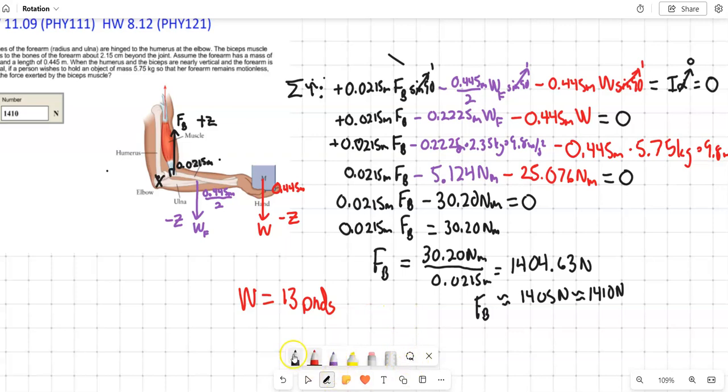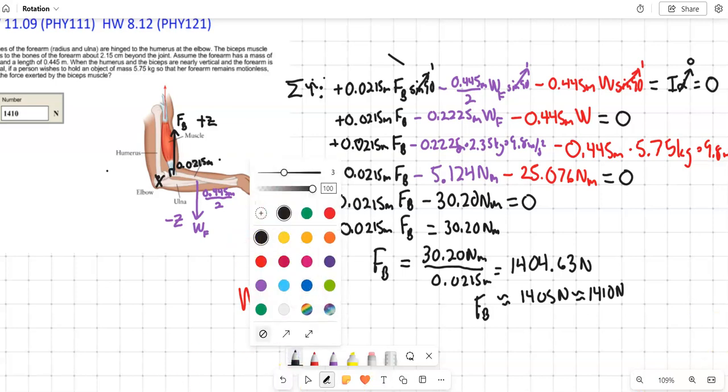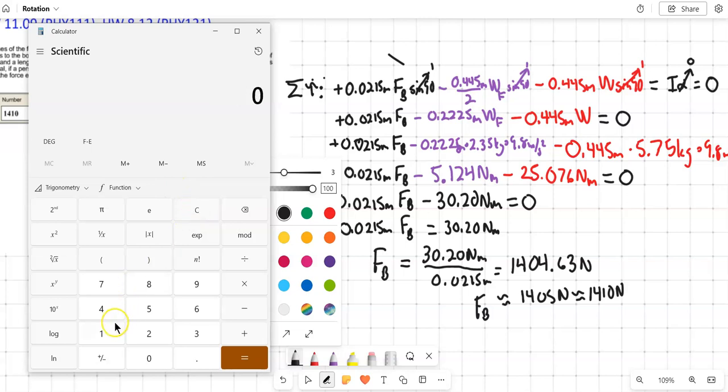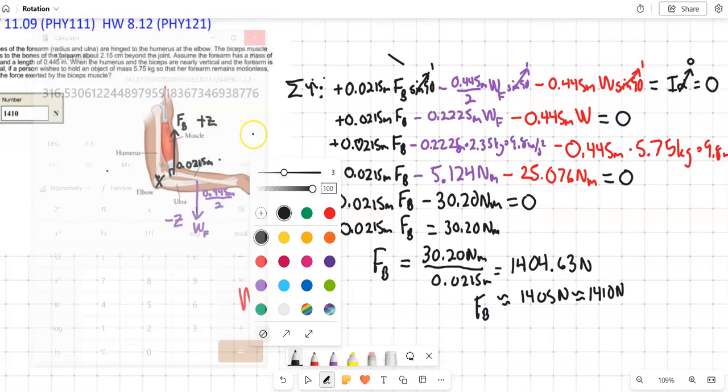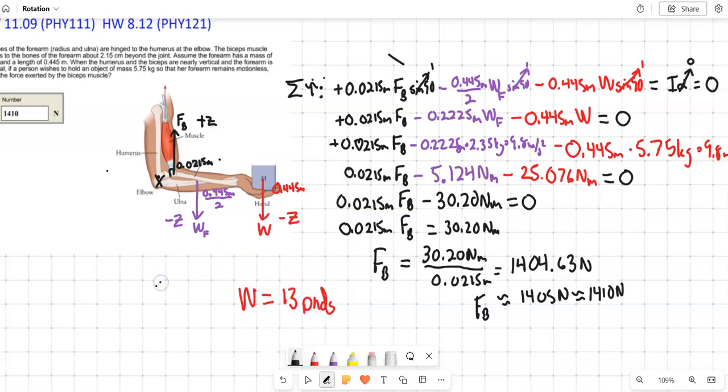Well, this bicep force, if we divide that by 9.8, to put that in terms of pounds, we take that bicep force, which is 1410 divided by 9.8 equals, that's how many kilograms of force that is. Multiply that by 2.2. This is how many pounds of force that bicep has to be pulling up in order to hold a 13-pound weight. So that's 317 pounds of force. So what is that saying?